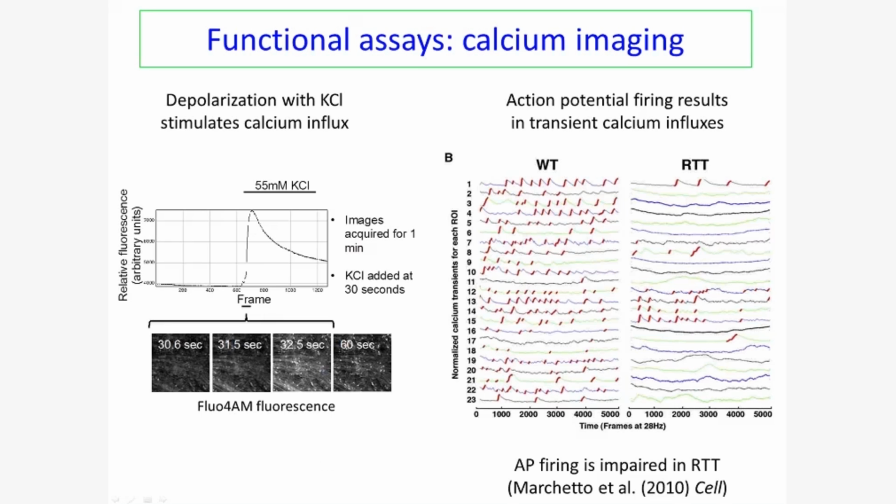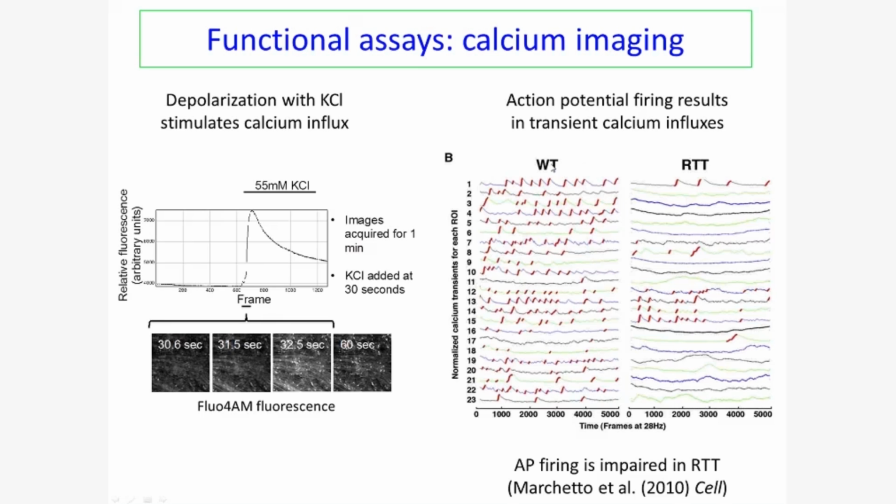But other groups, particularly in this case, the groups of Fred Gage and Alison Muotri, have used calcium indicators in order to monitor action potential firing. In response to firing an action potential, there is a transient and very strong influx of calcium into individual neurons. And this is indicated here in a trace from 1 neuron. And here we're showing traces from 23 neurons. And each one of these spikes is thought to represent an action potential firing.